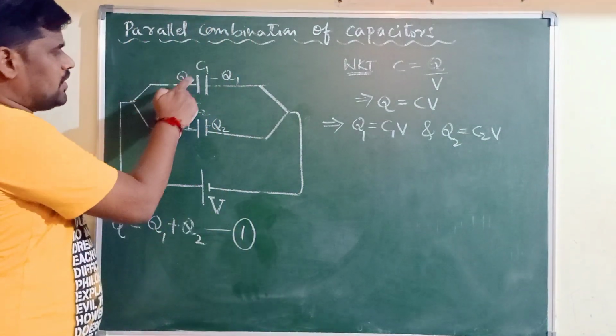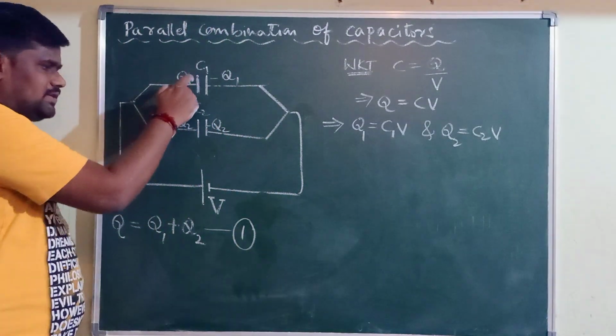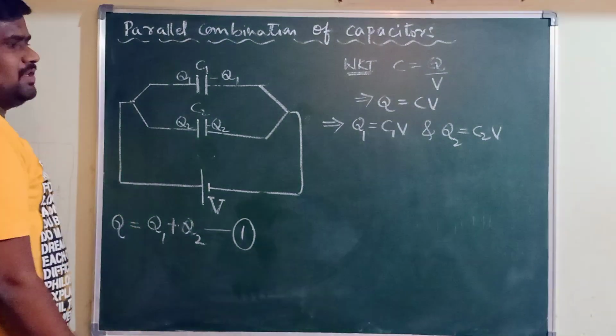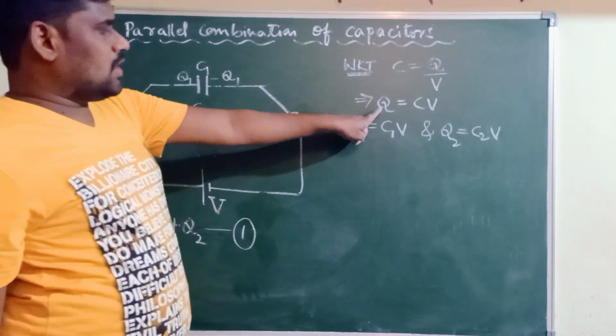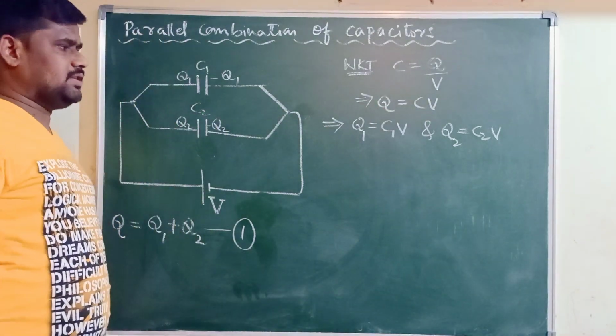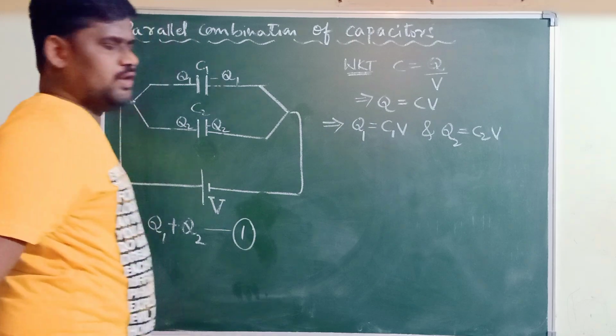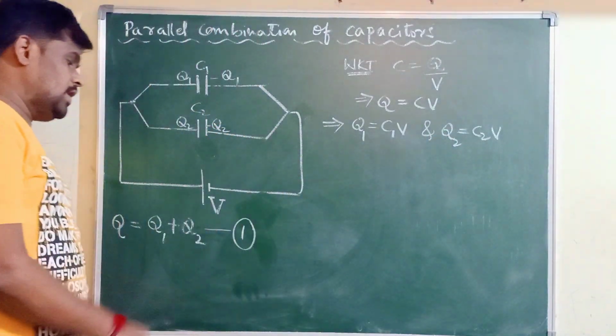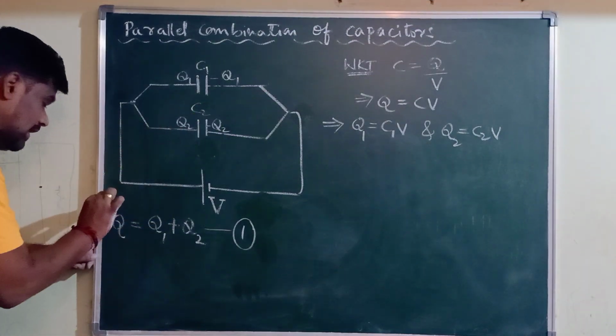Because the potential difference across the first capacitor is equal to the potential difference across the second capacitor. Therefore, what is the total charge? Total charge Q is equal to CV. Charge on the first capacitor Q1 is equal to C1V. Charge on the second capacitor Q2 is equal to C2V. Substitute those values in equation 1.